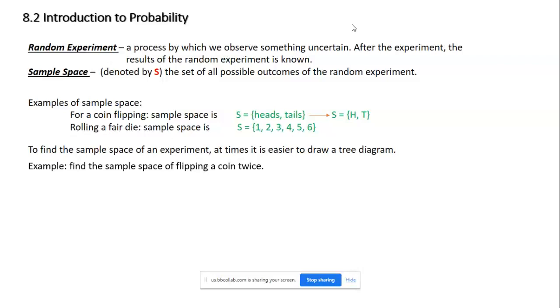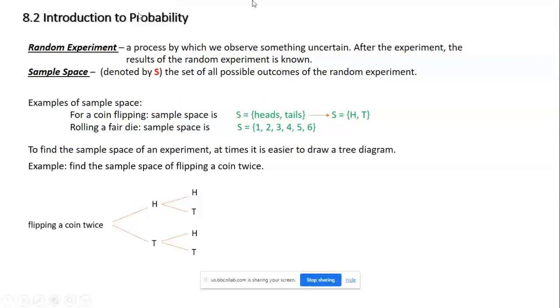So let's do an example, finding the sample space of flipping a coin twice. First, we're going to flip the coin twice. We have two outcomes when we flip it once. We can get a heads or we can get a tails. But that's after flipping the first try, right? When we flip it again, if we got a heads the first time, then the second time we can either get a heads again or we can get a tails. Now, if we got a tails, then when we flip it the second time, we can either get a head or a tail.